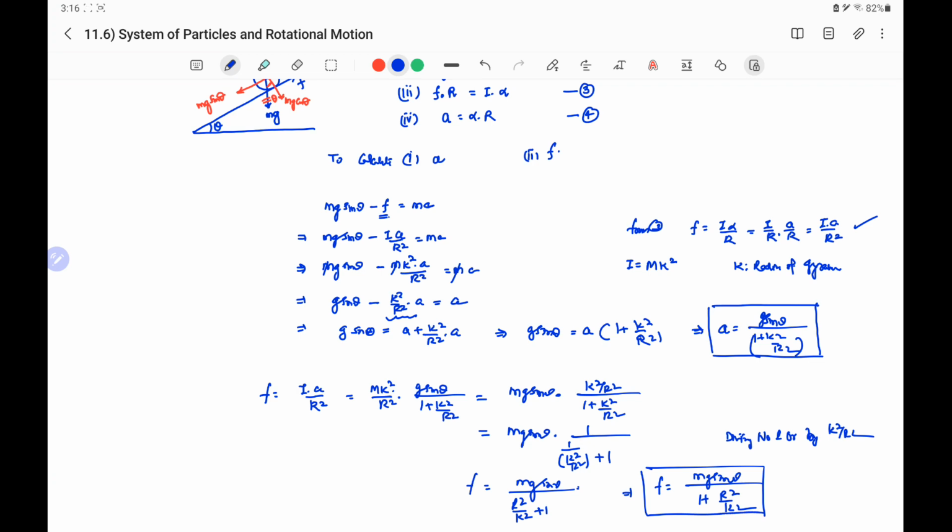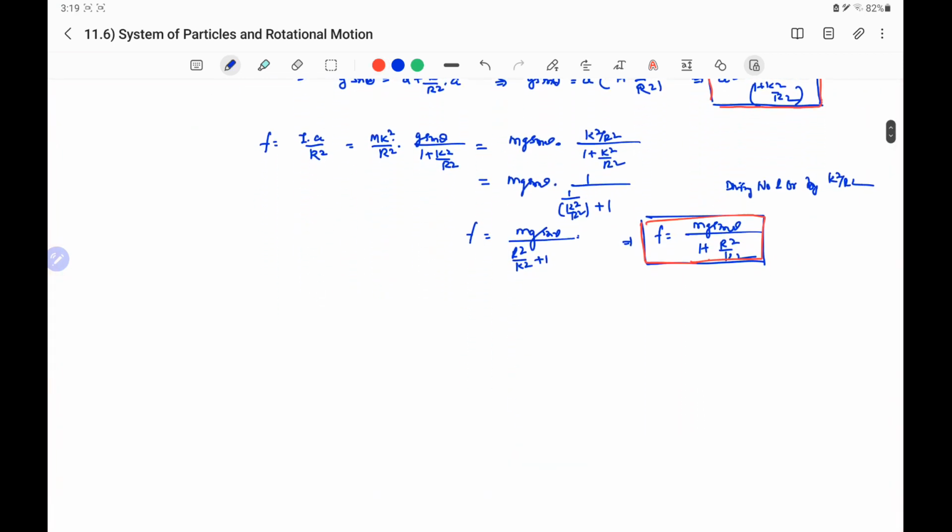So these two expressions are important. On these two we have different numericals for which these formulae we have to remember. So using the formula of the acceleration, we can calculate the velocity of the rolling body when it reaches the ground after starting from rest.